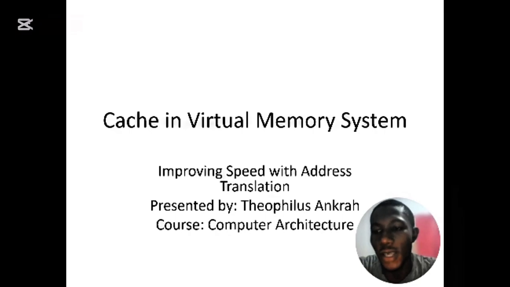I'm the final speaker of our group. My name is Tifle Sankra, and I'm presenting on how cache works within a virtual memory system. This topic ties together everything we've covered so far, showing how cache memory interacts with address translation to improve speed and efficiency in modern computers.